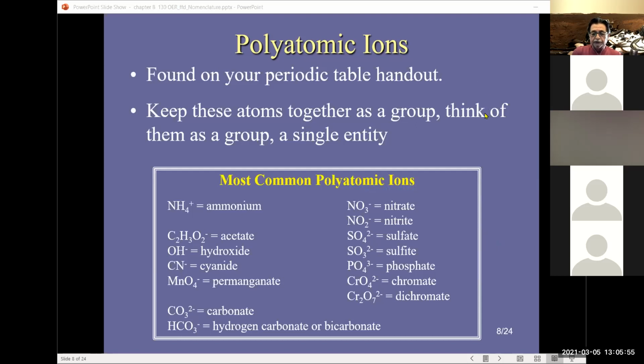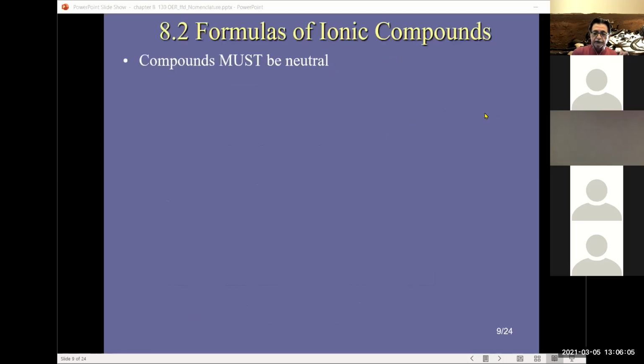So polyatomic ions. A group, we don't change the name. We don't even change the structure. If we need more than one, you put parentheses and use a subscript around the parentheses.